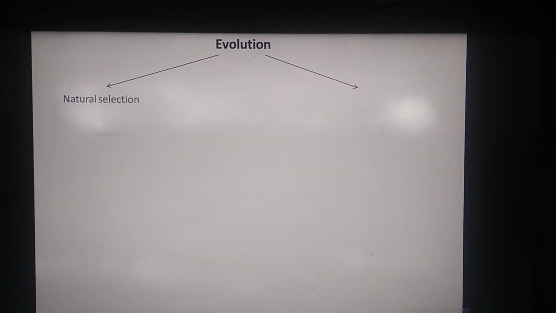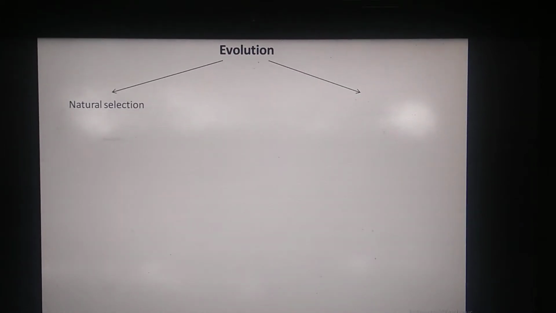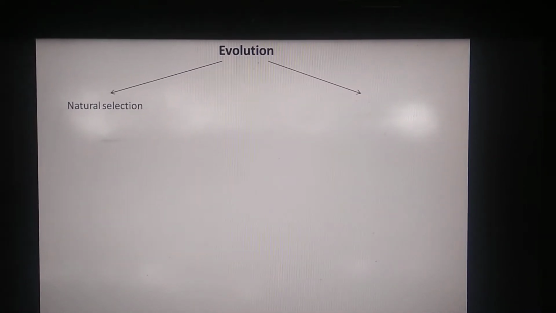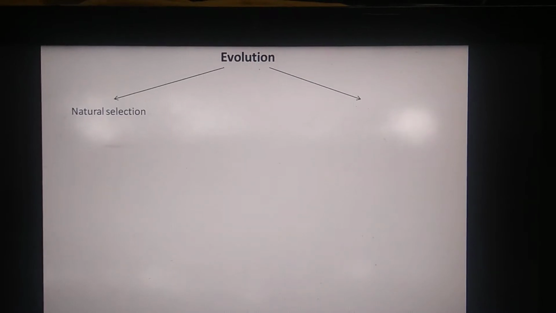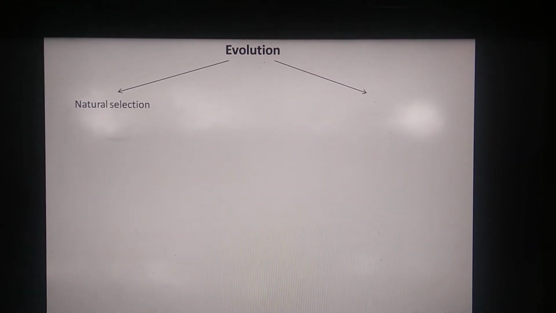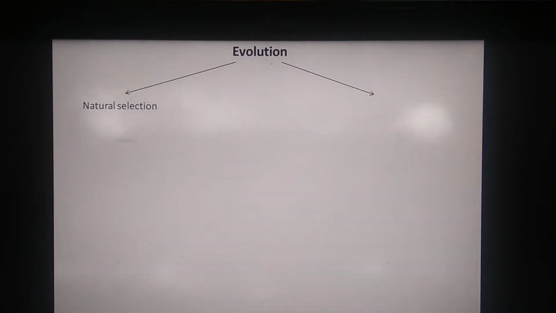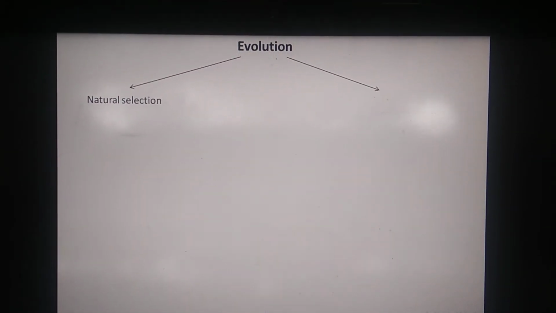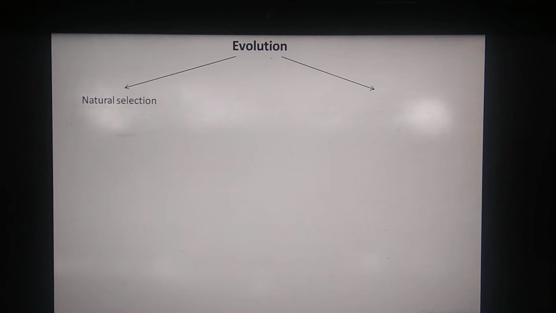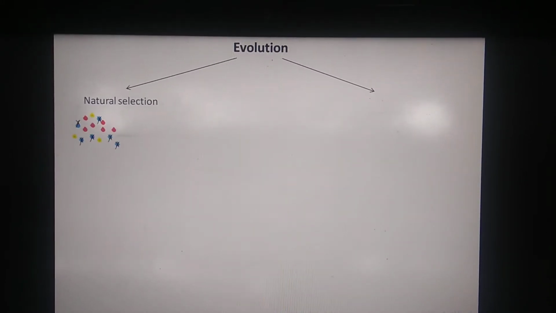We have studied different theories about what causes evolution, like mutation and all. But the foremost thing that is behind evolution is natural selection. So, what is natural selection?